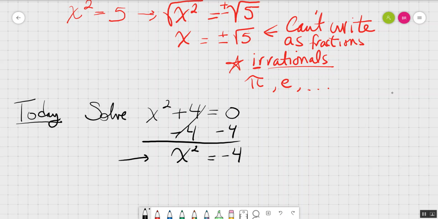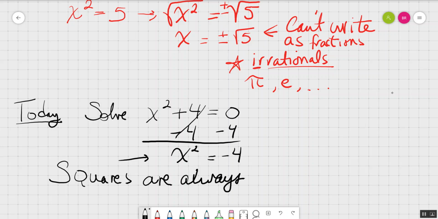Can't do the square root of a negative. Squares always come out positive. So it can't be done. Or at least we thought. As it turns out, there's a way to work around this.